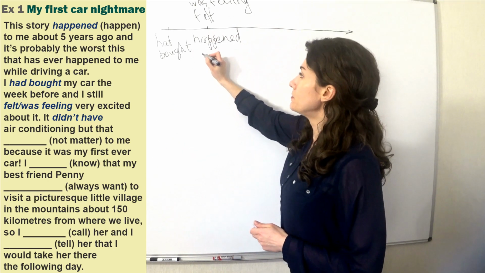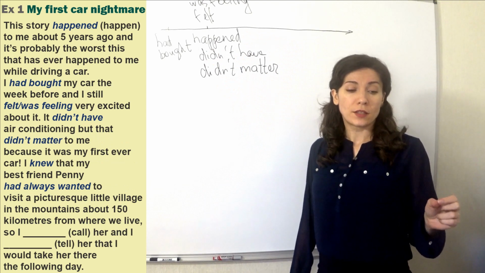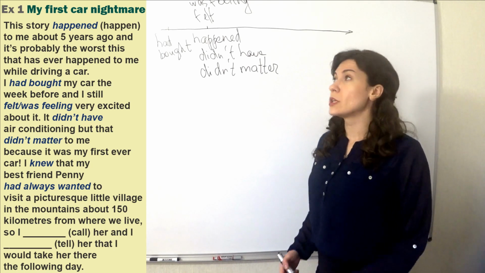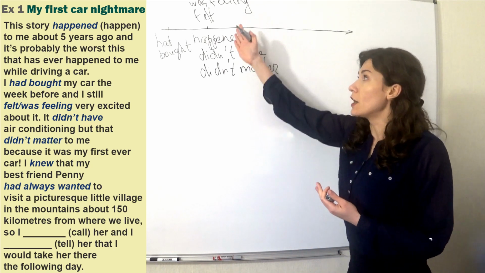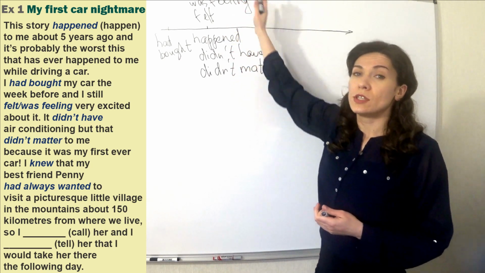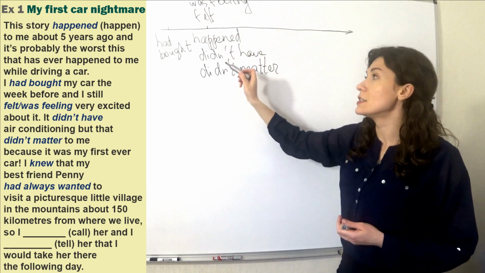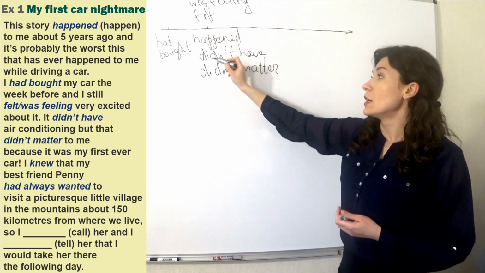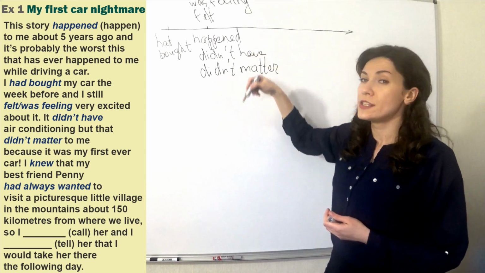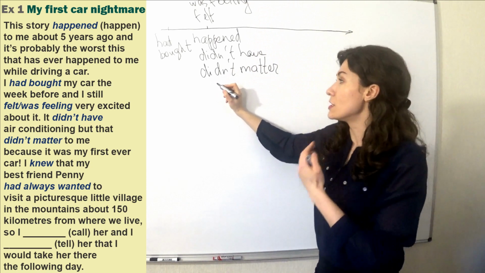2 states. I knew that my best friend Penny had always wanted to visit a picturesque little village. I knew because it's a state at that time, just like all of these states. I'm describing what it was like at the same time. I was feeling, or I felt excited when the story happened. There wasn't any air conditioning, it didn't matter, and at the same time I knew, so my state of mind was that I knew.